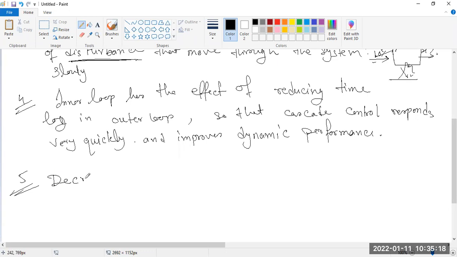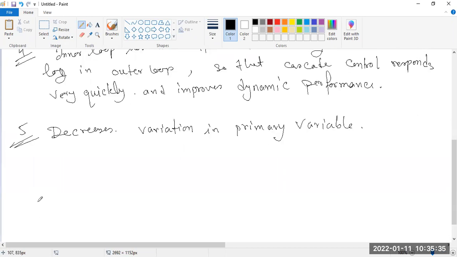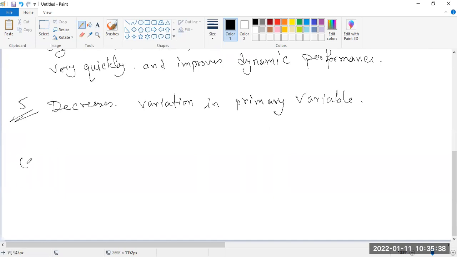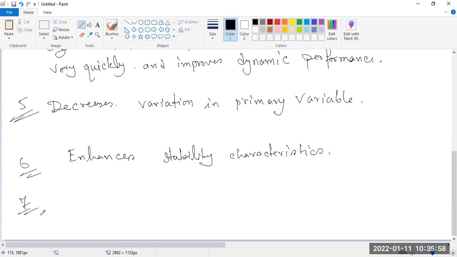Now the second point, it decreases variation in the primary variable. Okay, that is the 6th point. It will enhance stability. It is a characteristic. Yes, okay. That is 7.